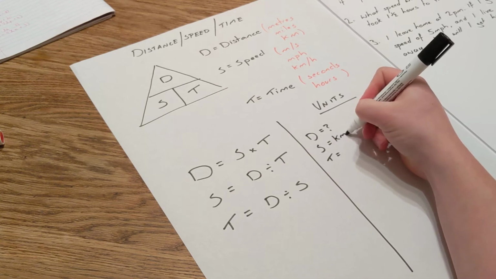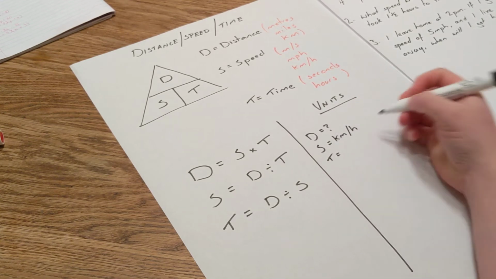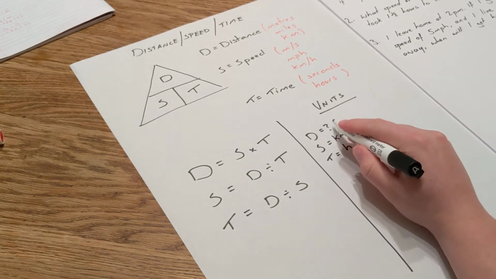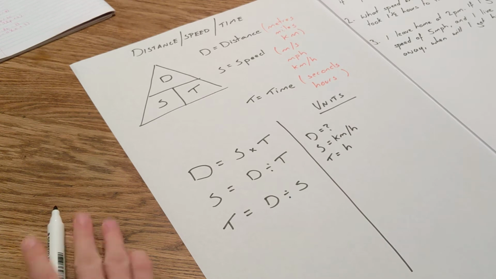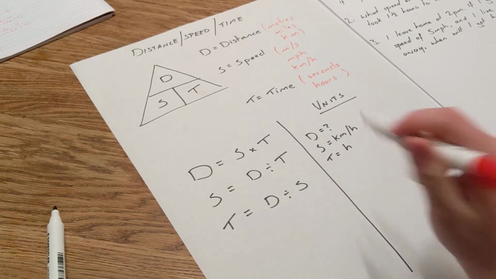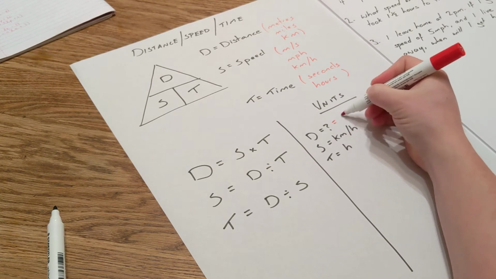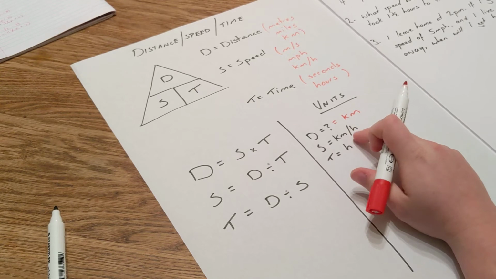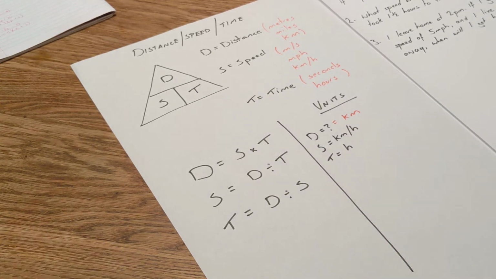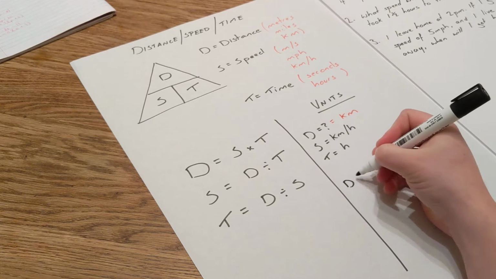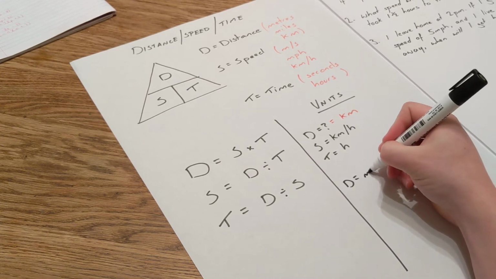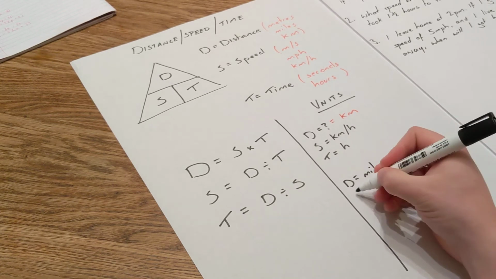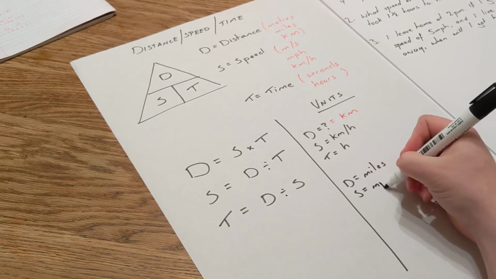If our speed was in kilometers per hour, and our time was in hours, that means our distance here needs to match what the other units are. So our distance here needs to be kilometers because the question was in kilometers. Okay? If we knew a distance and we know that's in miles, we know the speed and we know that's in miles per hour.